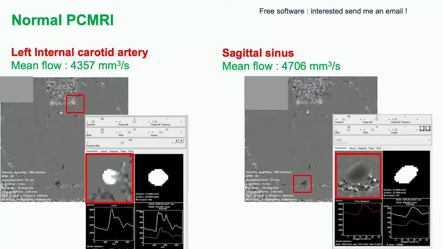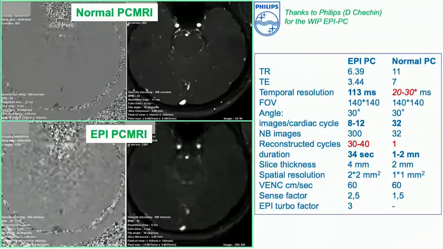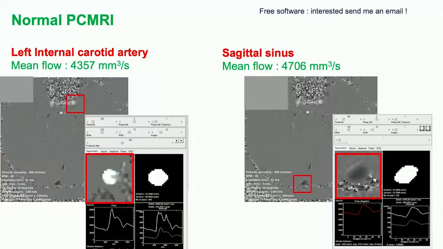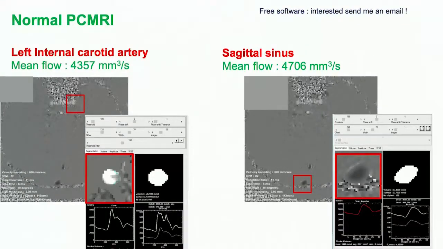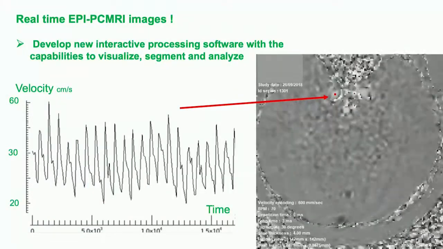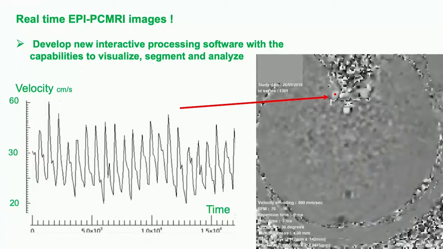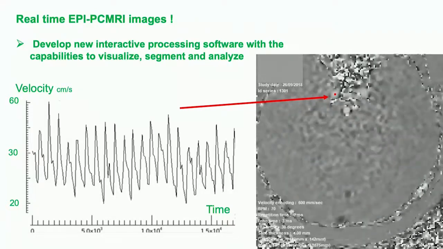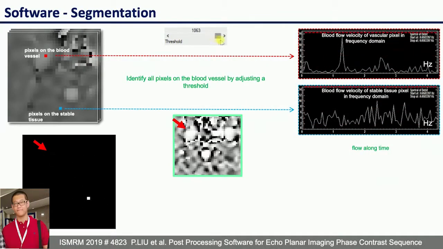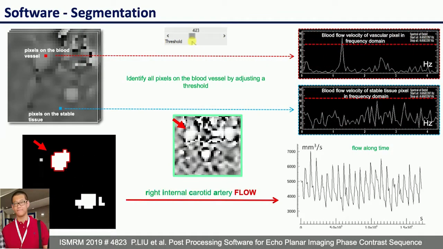post-processing. We already have a little experience developing our own post-processing to get, from the normal PCMRI, the different flow curves of the vessel. These are two examples, an internal carotid and a sinus. But now we have new images, and we need to develop our new post-processing. So first we have to have a good segmentation algorithm.